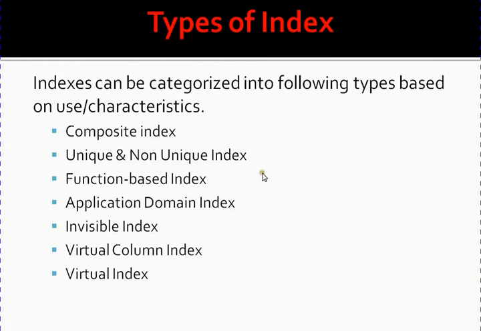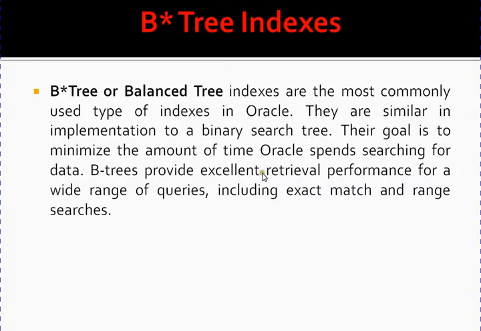Indexes also can be categorized into the following types based on their use or characteristics. This is basically from the developer point of view. The indexes will be like composite index, unique and non-unique index, function based index, application domain index, invisible index, virtual column index, virtual index. B-tree or balanced tree indexes are the most commonly used type of indexes in Oracle.